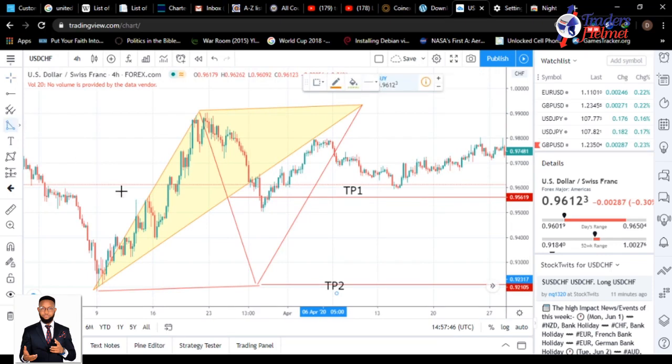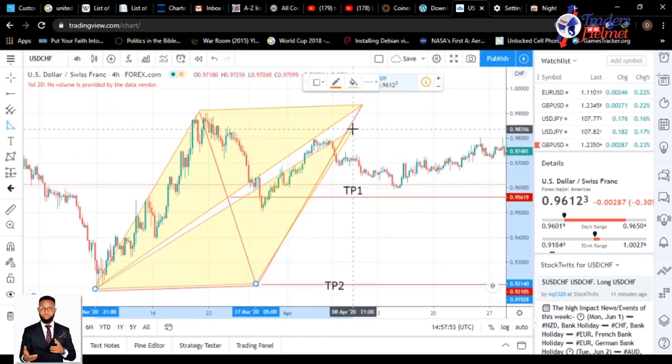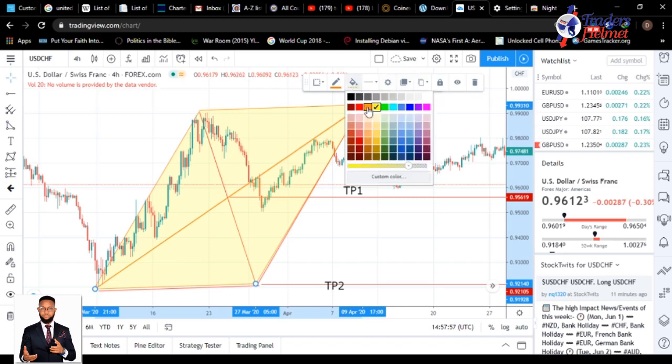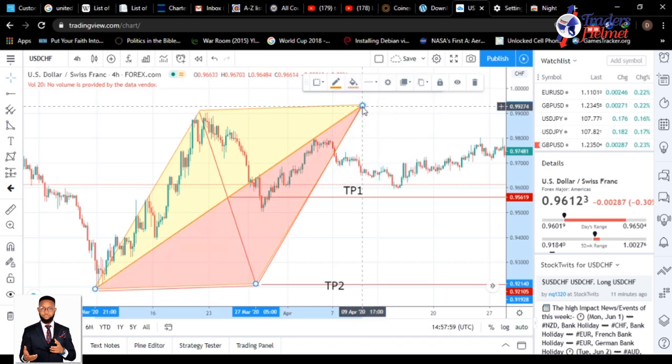Remember, if you want to color it, you can always color it any color of your choice. Yes, just to make it look awesome. Just to make it look awesome, you can put it any color of your choice. Yeah. So that is how it's done.